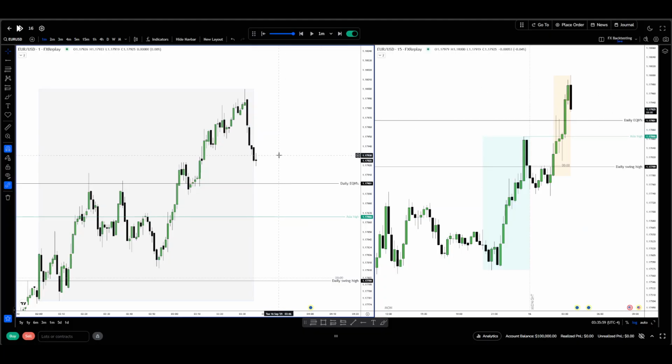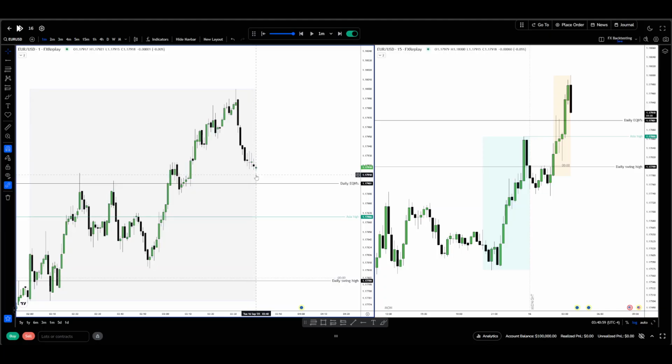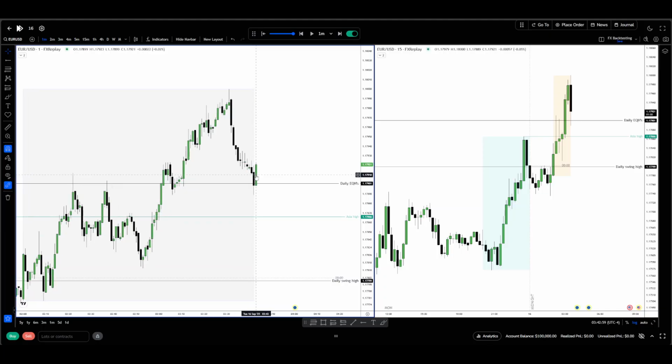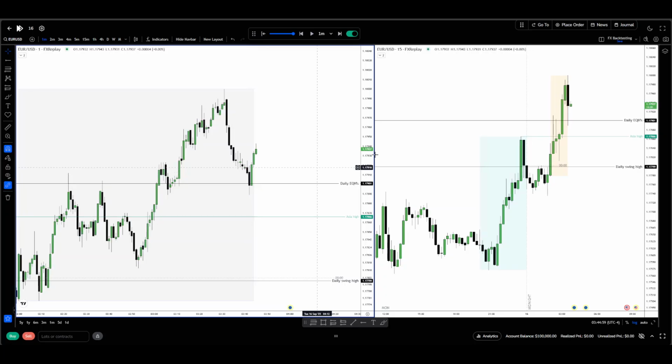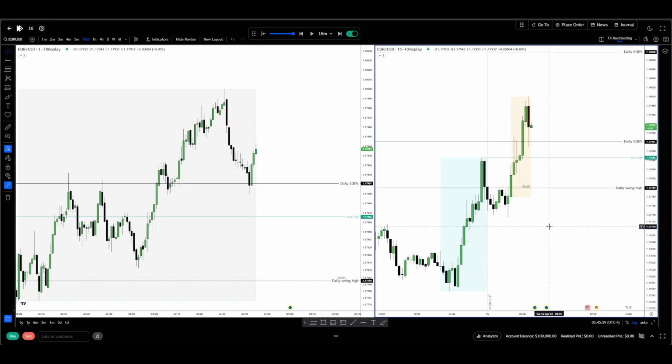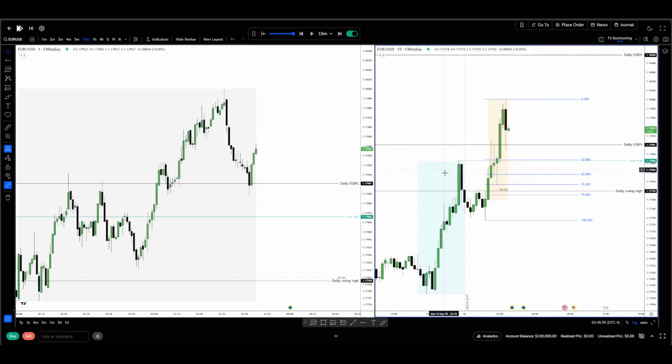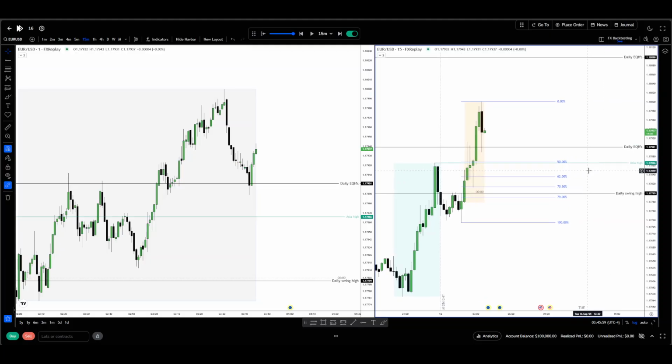There's 9 minutes left for the 15-minute candle to close. So now we have the swing high formation again. So now we want to measure this low to this high. 50% lines up with this high, which can act as support. But price traded into this fair value gap already here, but it's resting inside premium.